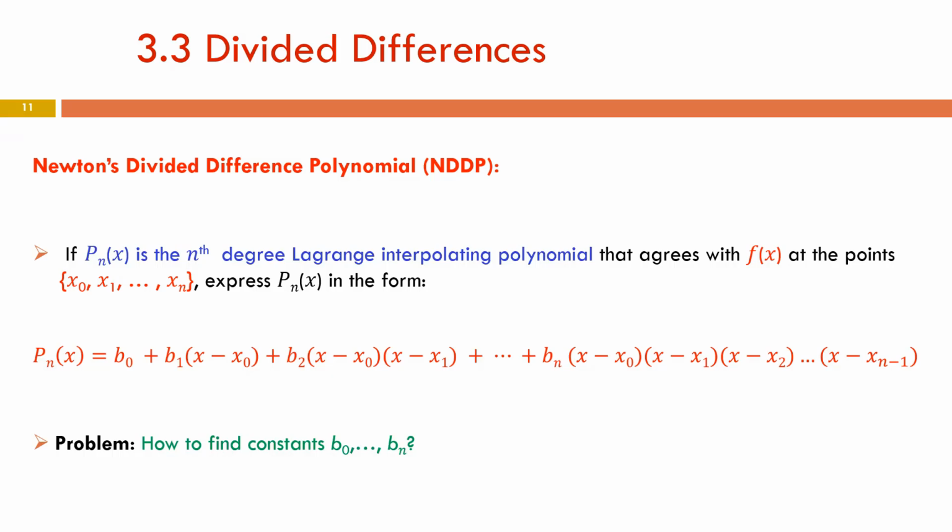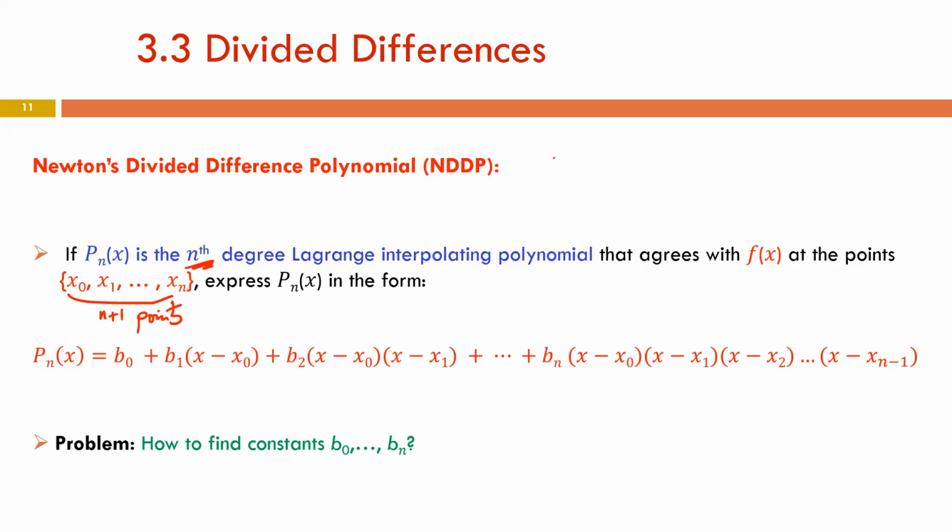Another technique to determine the interpolation polynomial is called the divided differences or Newton's divided difference polynomial, NDDP. So what's a Newton's divided difference polynomial? Given n plus 1 points, x0 to xn, with their outputs, the interpolation polynomial of degree n, called Pn, we can express in this form. So this is the form.